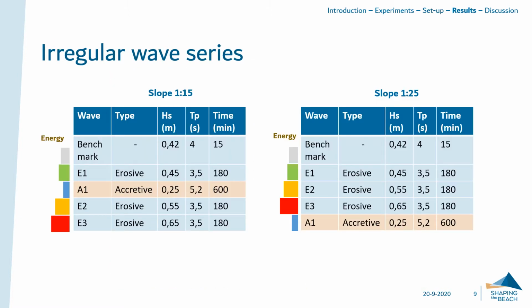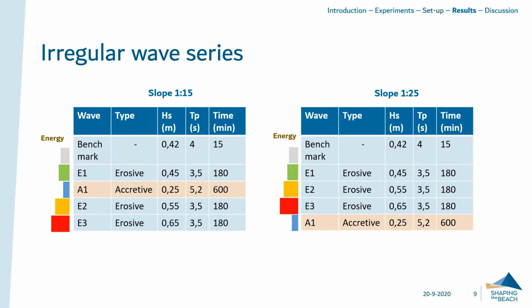For the continuity of this presentation, I will present some preliminary results from the irregular wave series. This series in both slopes was done by sequential erosive waves with increasing energy with an interruption of a lower energy accretive wave. The green, yellow, and red correspond to erosive waves with increasing energy, and the blue corresponds to the accretive wave with low energy. The colors will remain the same for the next slides.